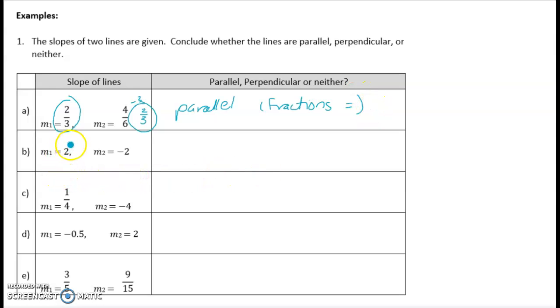Next one. We have a positive 2, which just means 2 over 1. And we have a negative 2, which is also over 1. So it did switch from positive to negative, that's one sign, but it didn't flip. It should have been negative 1/2. So this one is actually neither.